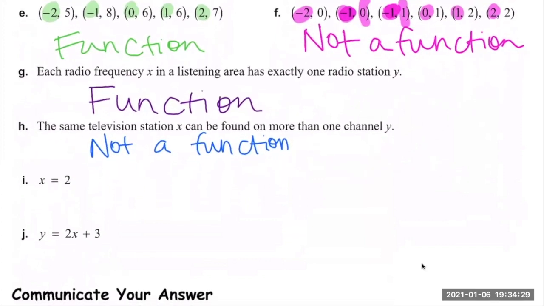Now we're looking at just equations. So it says x equals 2. So that means whenever I plug in any single number for x, I'm going to get 2, which right away means that this one is not a function.